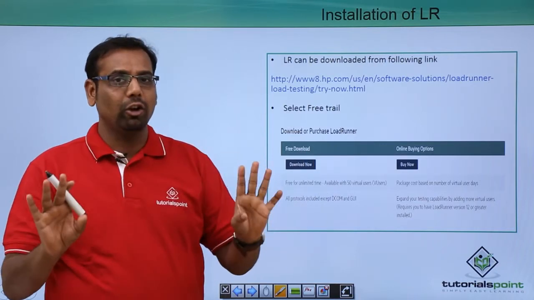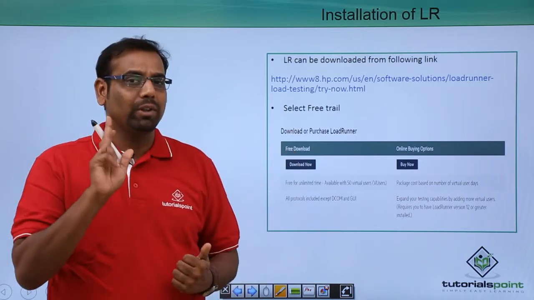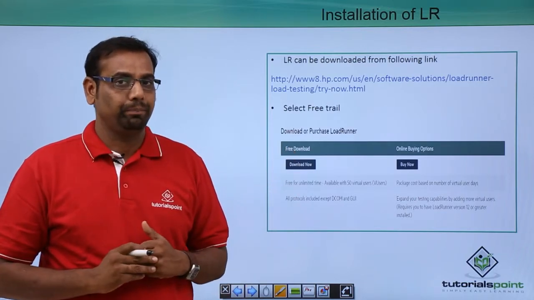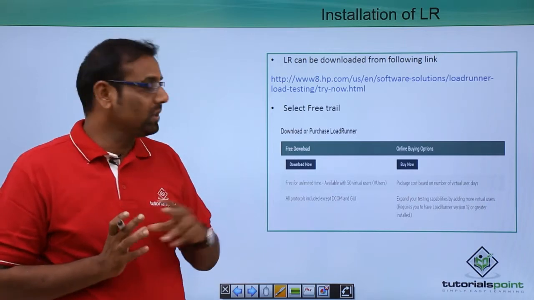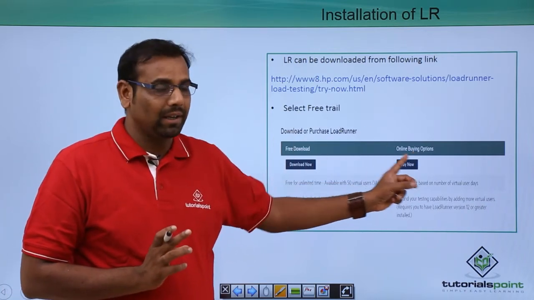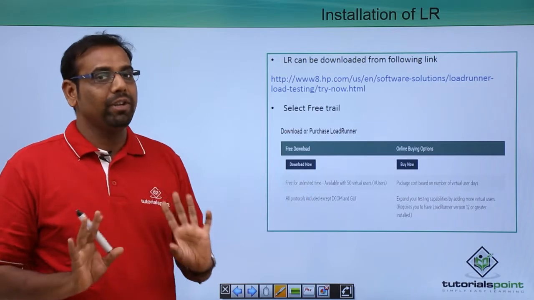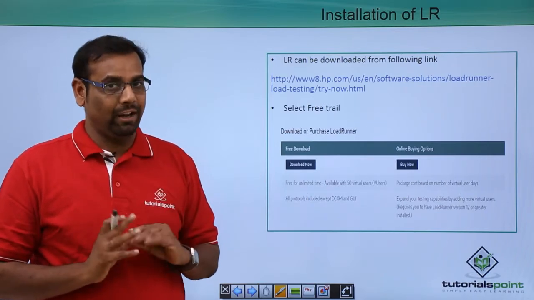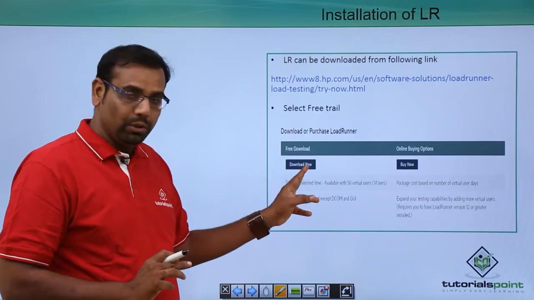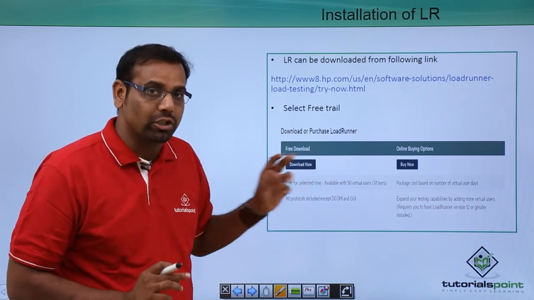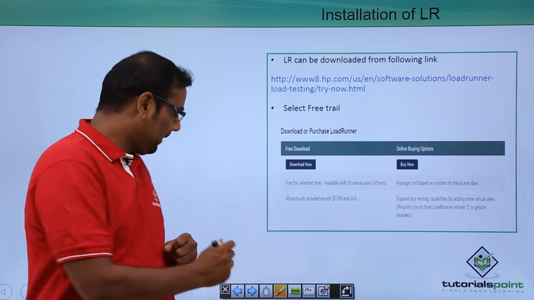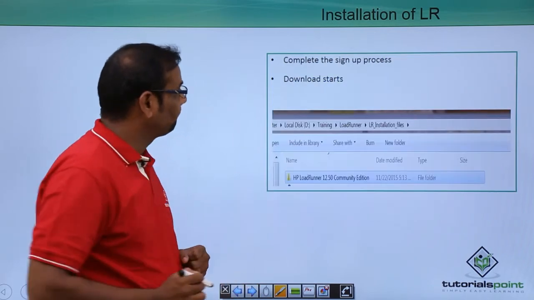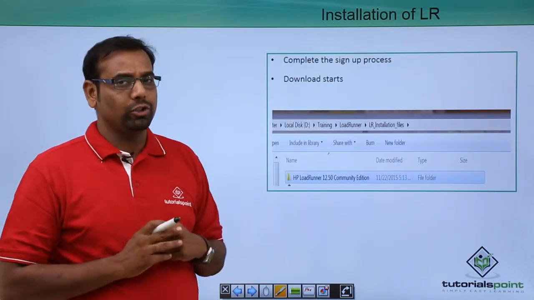There is no expiry on that, but this free version comes with only 50 virtual users. So if you want to execute a test with more than 50 virtual users, then you have to go ahead and buy it. But for practicing, 50 virtual users is more than enough. So obviously you'll select this free version, click on download now, then it will ask you to register. Go ahead and register, and finally the download starts.